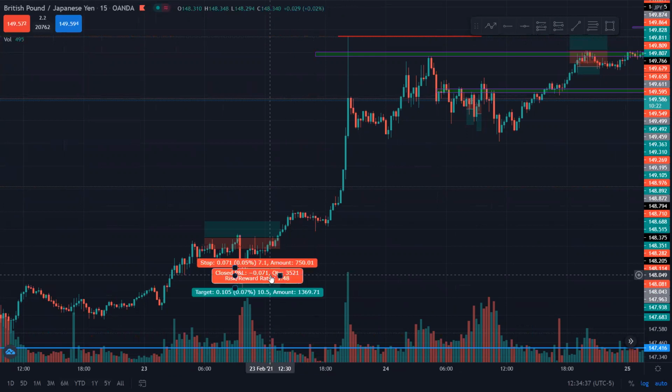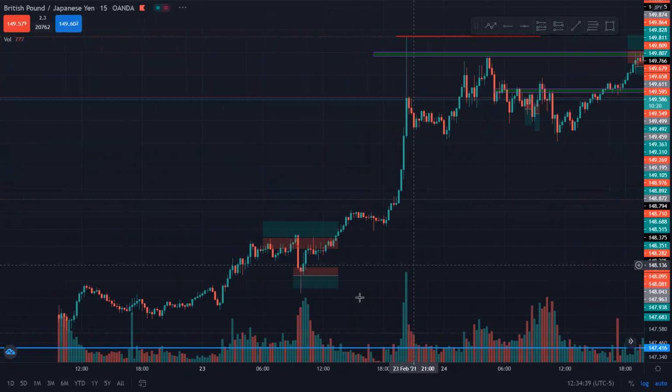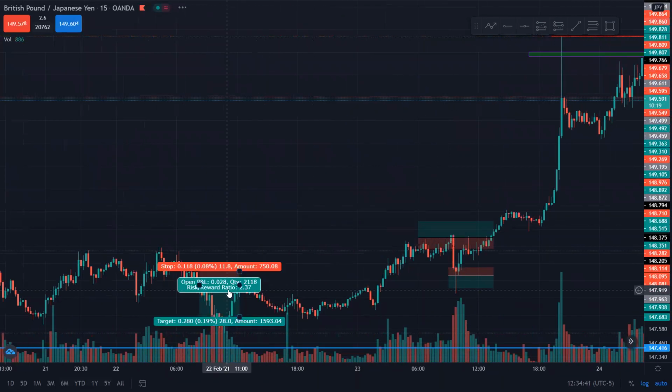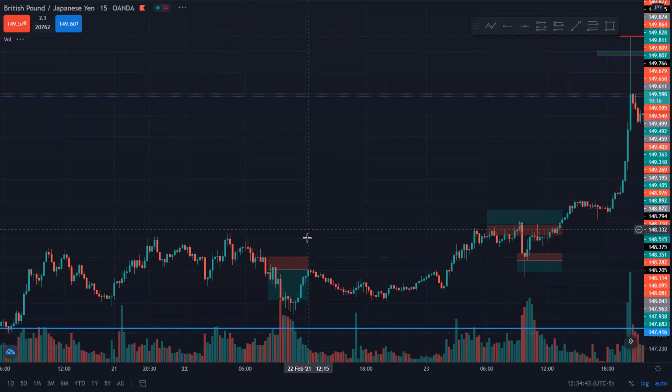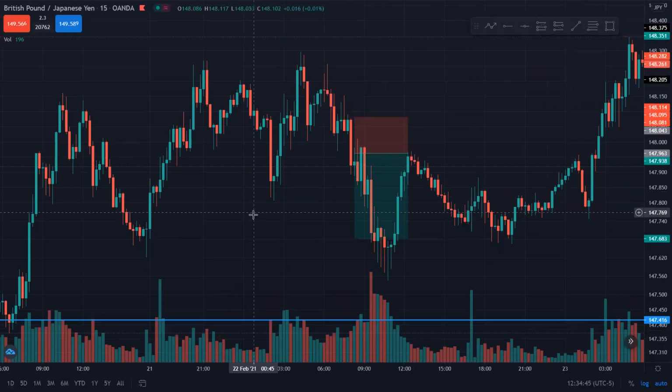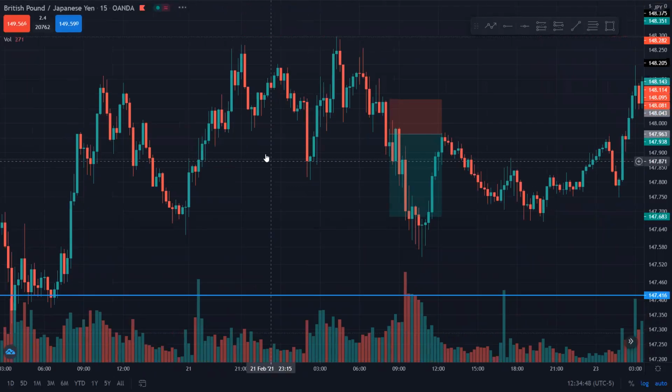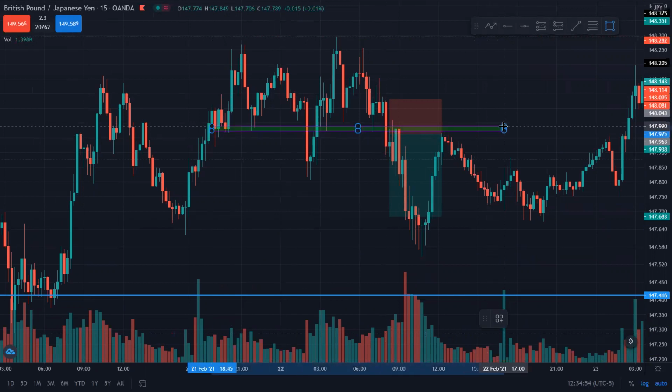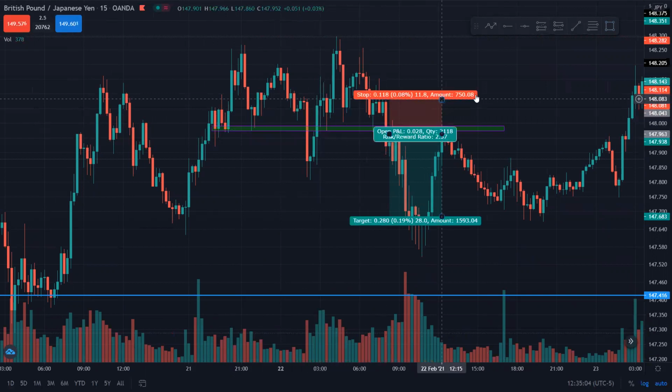Was this a trade I took? I don't believe it was. I think I just put it there. I don't think that was a trade I took. I think this was a trade I took. Yes, it was. This was the trade that I took here. So why did I take this trade? So let's see. So look at this. Right off the bat, I can see that we had a level here that was respected, right? 1, 2, 3, 4, 5, not here, but 6, 7, 8 times.